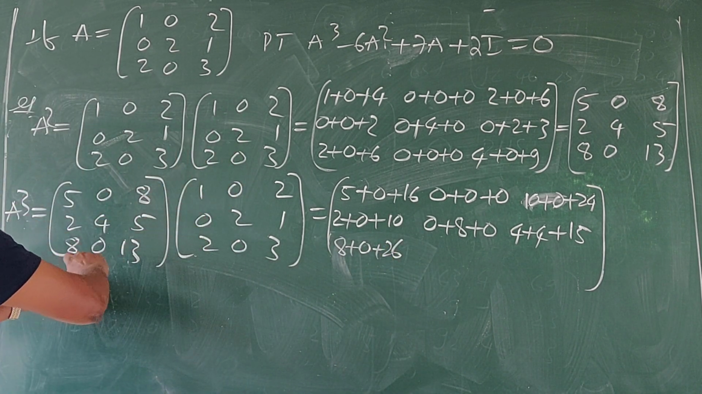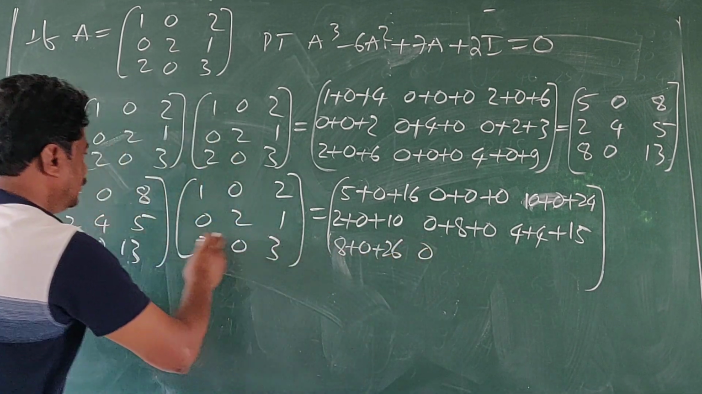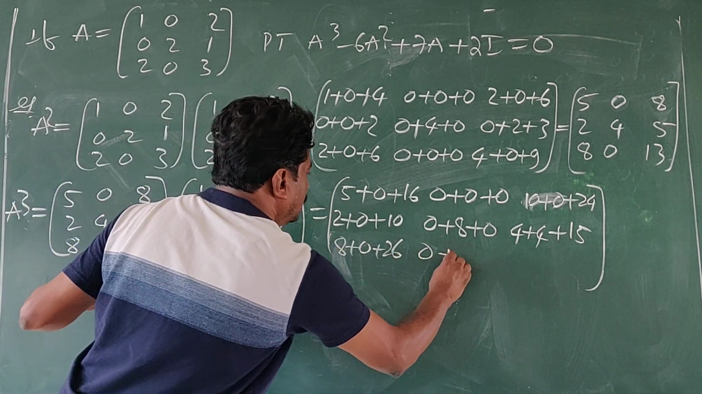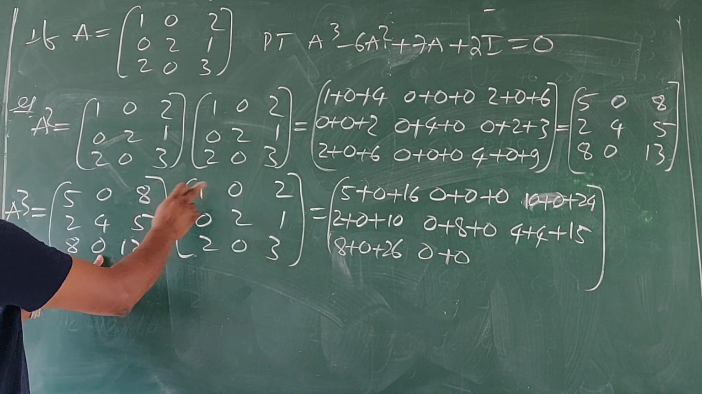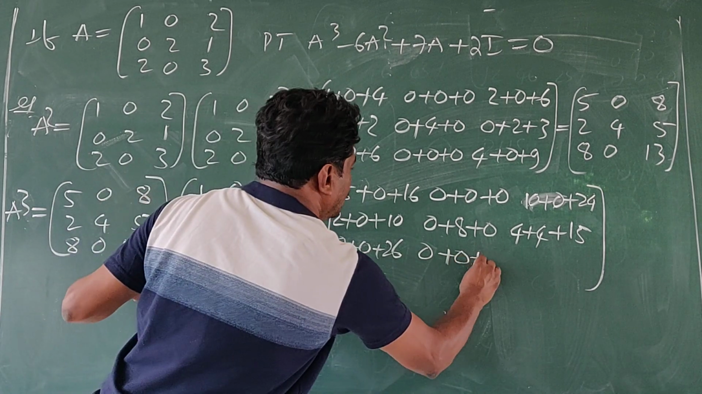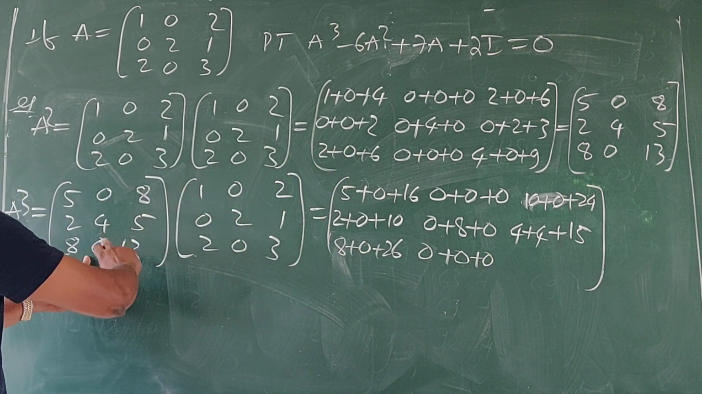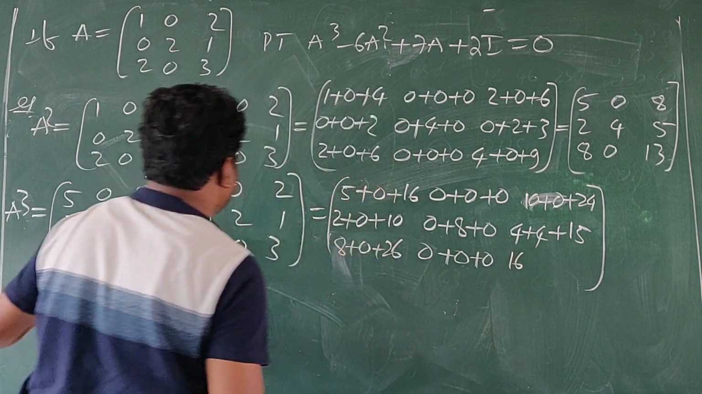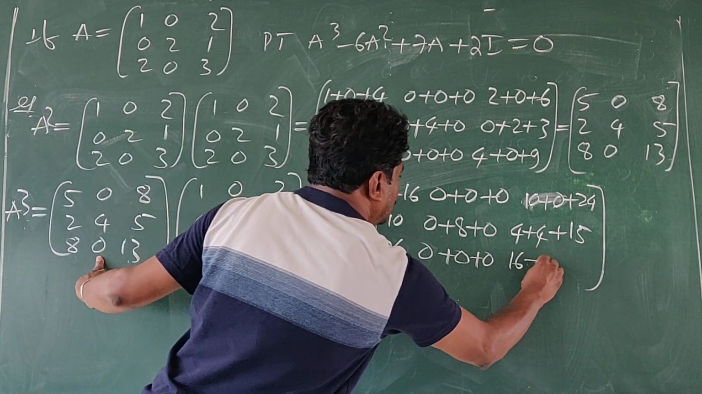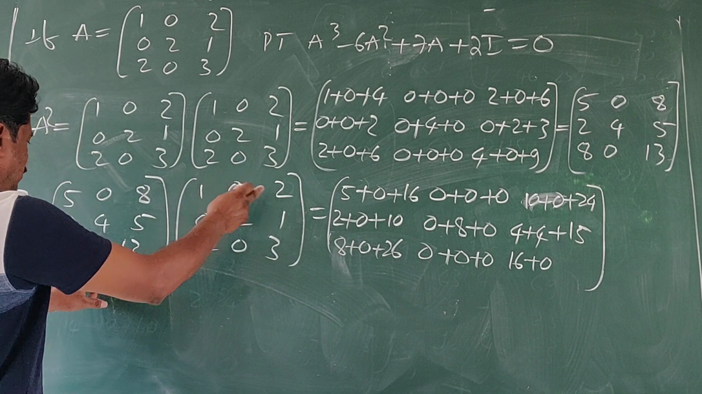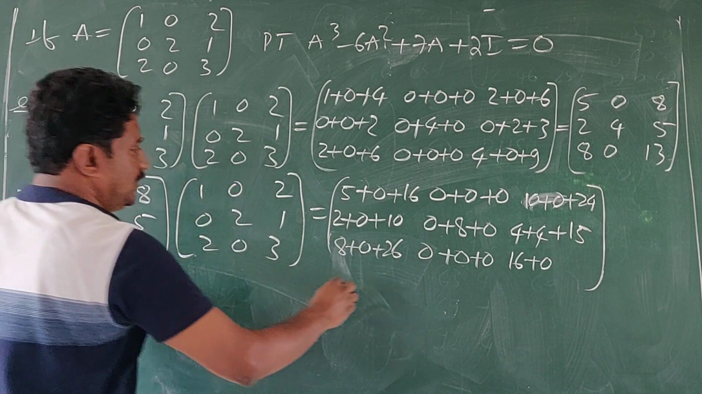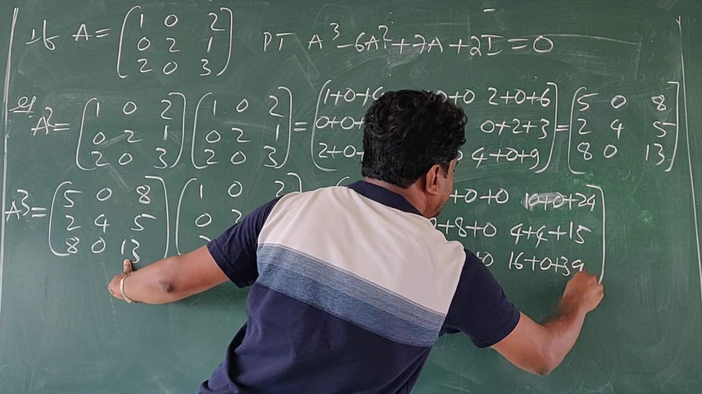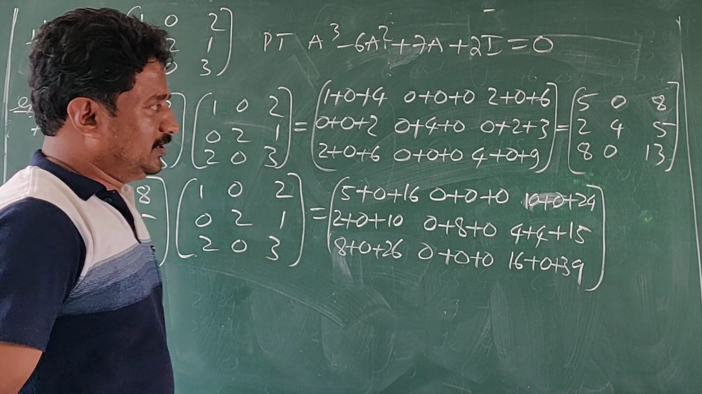Third row, second column: 0, 0, 0, 0, 0, 0, 0. 8 2s are 16, 16, 0, 16, 0, 39. I think multiplication is over. Let's find this.